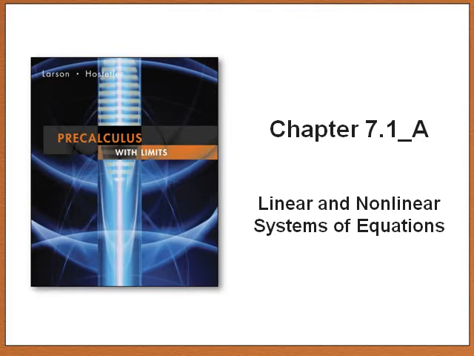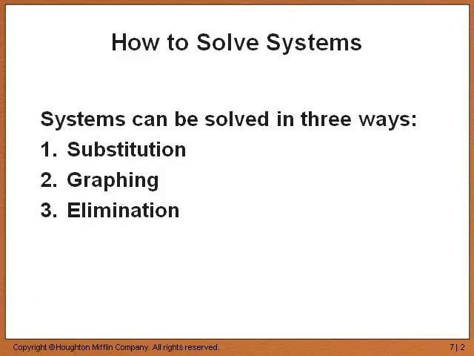This is section 7.1a, Linear and Nonlinear Systems of Equations. There are three ways to solve systems. Now some of these, or probably all of them, you've learned in Algebra 1 or 2. But in this chapter we're going to go into a little more detail, especially later on in the chapter. So the first method is substitution, the second method is graphing, and the third is elimination. Today we're going to talk about substitution.